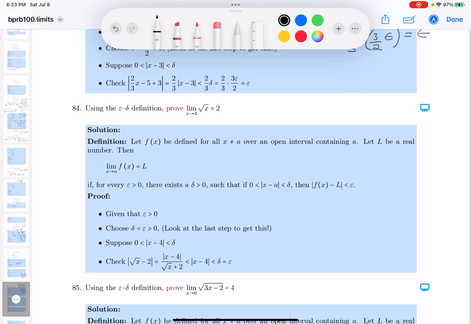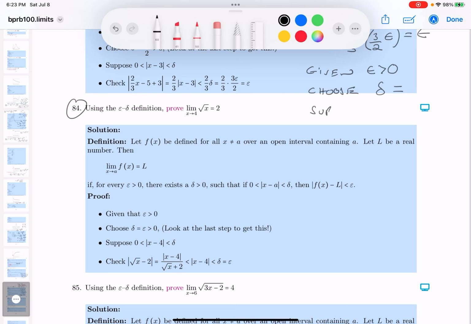All right, so this is 84. We're getting a little better at writing things down. And the first thing I have to write down, given we're doing 84: given that we have an epsilon greater than 0, choose a delta. I have no idea.